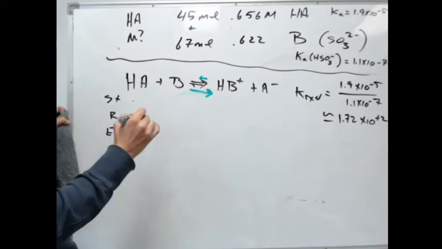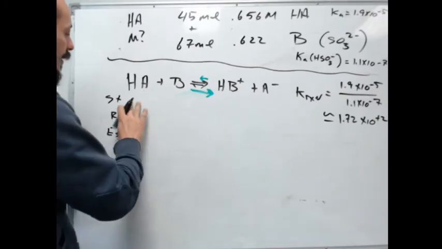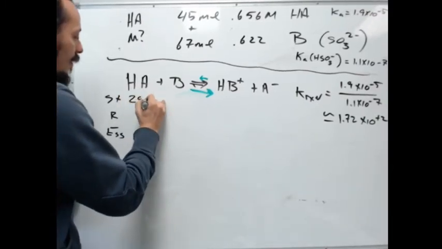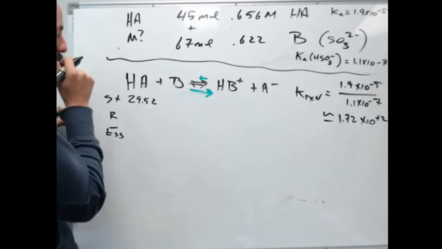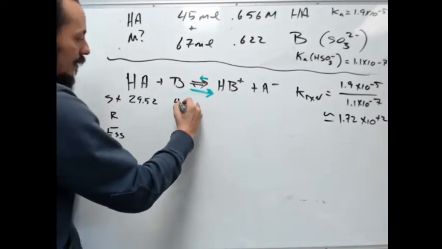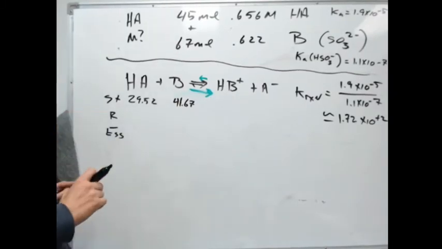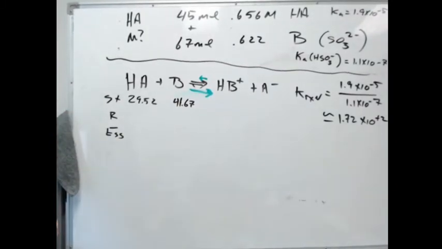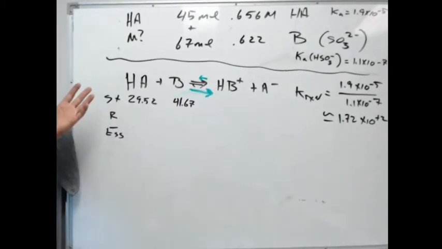Did you give me moles instead of millimoles? 29.52. Okay, and 67 times 0.626? 41.67. Now, the HA is the limiting reactant. That is to force you to do the equilibrium afterwards, right? If we had excess HA, the problem's done as soon as you do the reaction. I wanted to force you to also do the equilibrium.